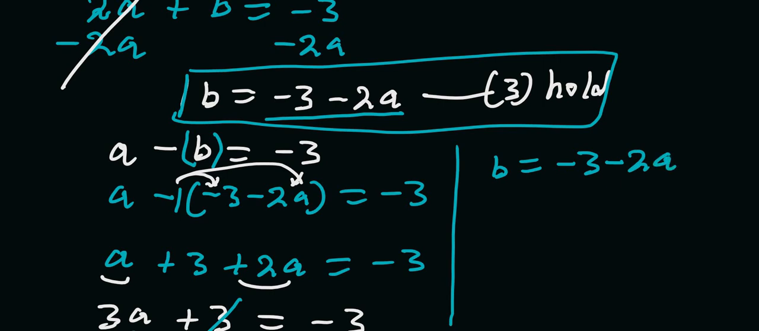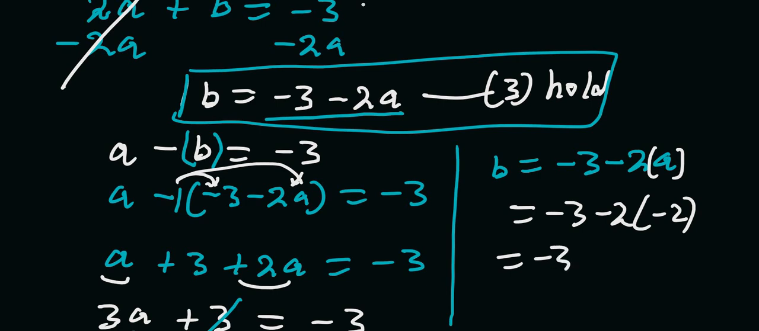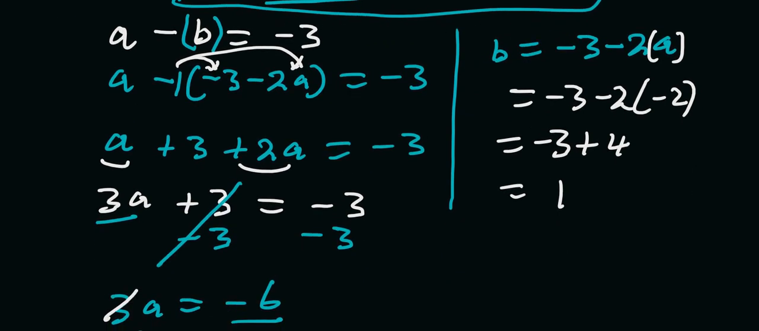So remember, we found the value of a to be -2. Let's substitute it into this. Just put it here. So this will be equal to -3 minus 2, parenthesis, -2. Because a is -2. -2 times -2 is +4. So now, -3 plus 4 is going to give us just 1. -3 plus 4 is equal to 1. Therefore, b is equal to 1.